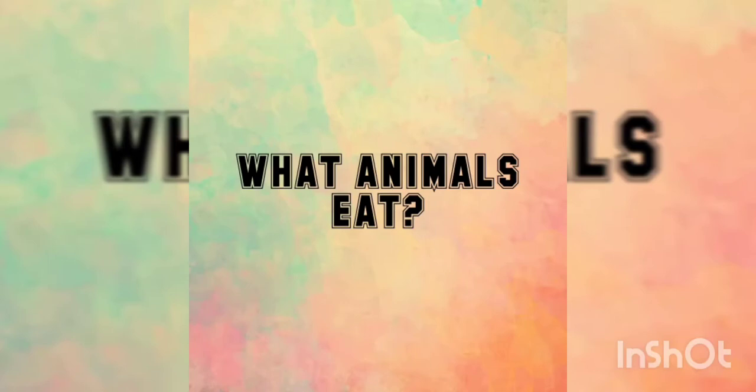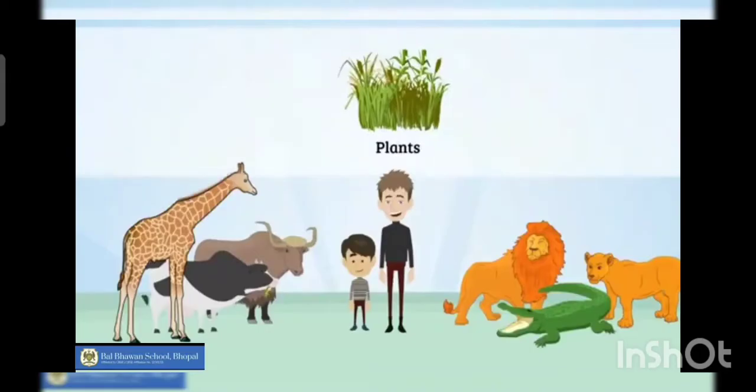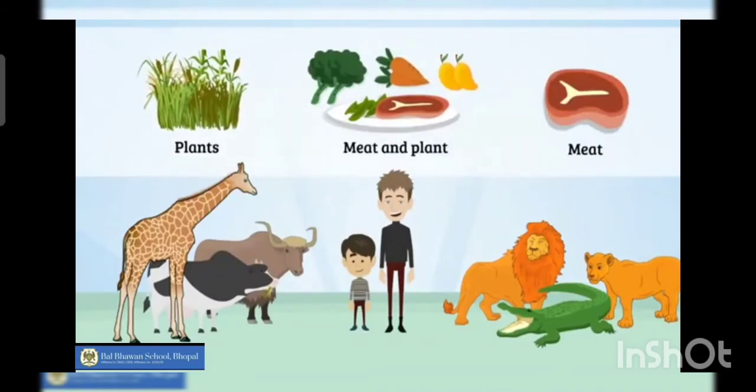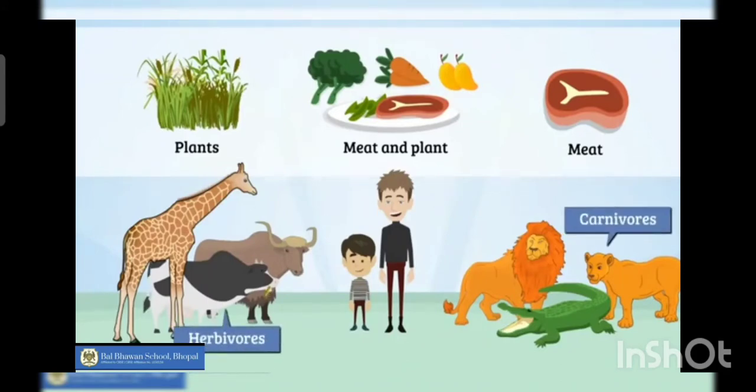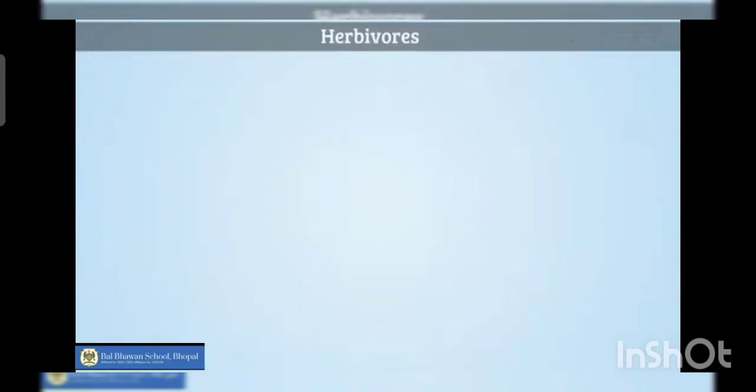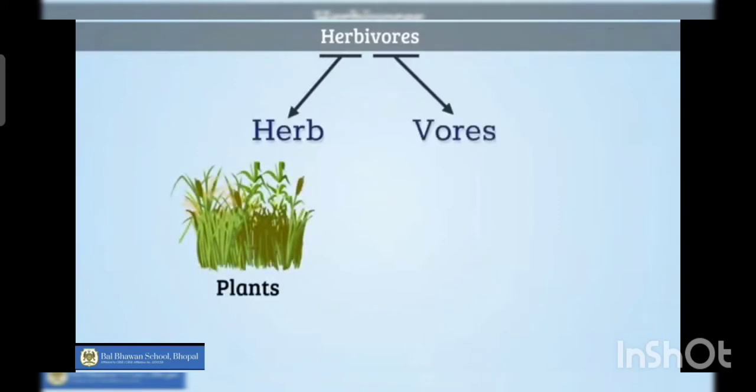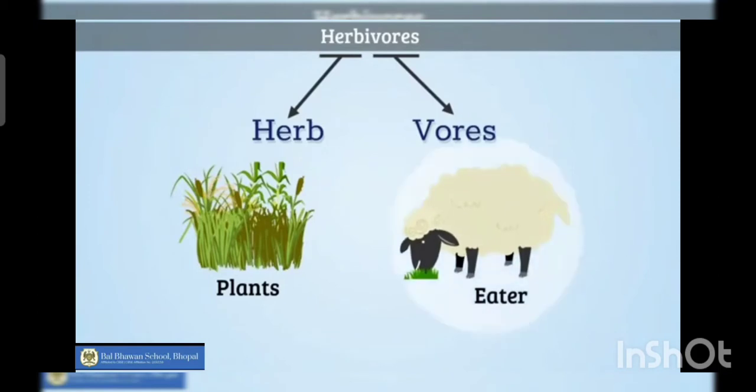Now let us see what animals eat and how many types of animals there are based on the type of food they eat. So there are different types of animals depending upon the food they eat, namely herbivores, omnivores and carnivores. So first let us talk about herbivores. Herb means plant and vores means eater. So the animals that eat plants and plant products are called herbivores.